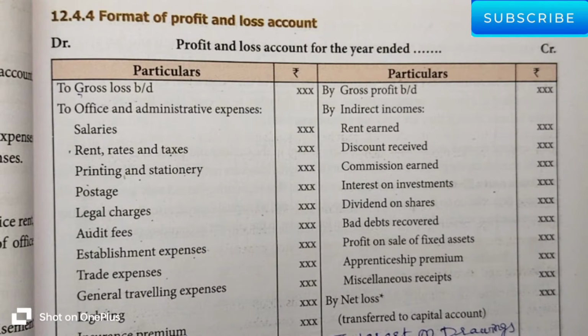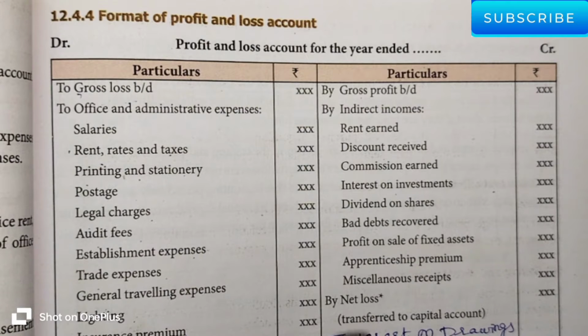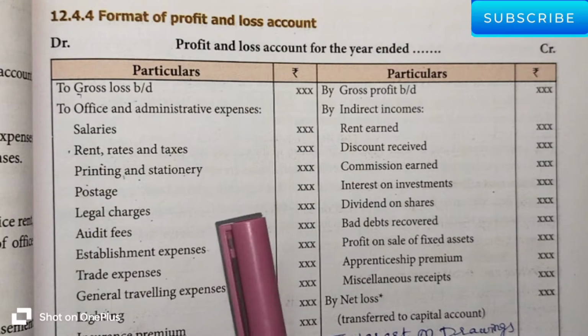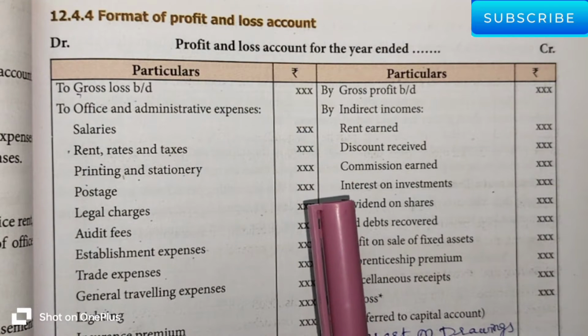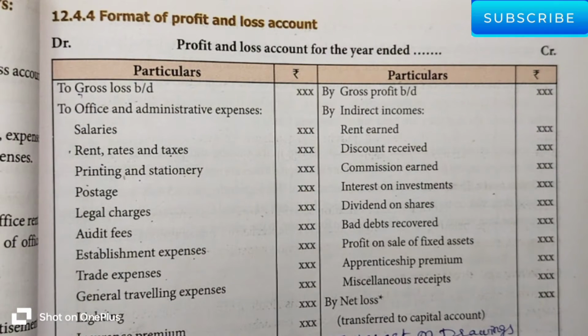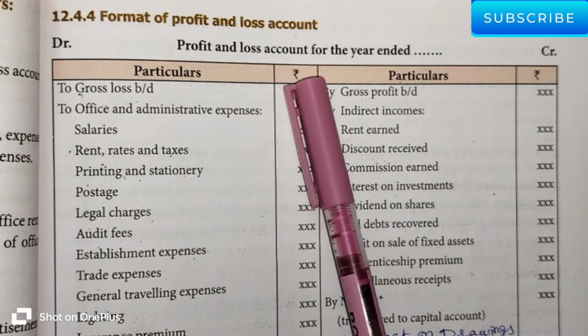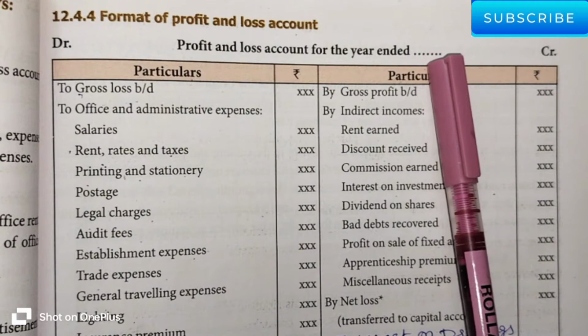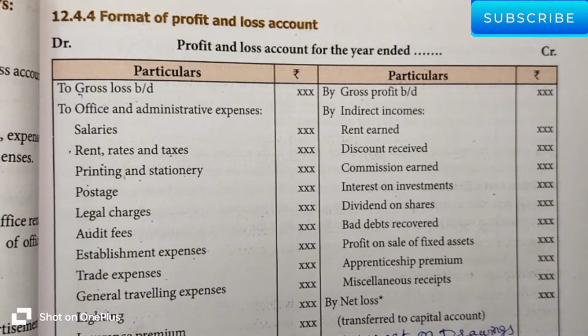Hi viewers, 11th standard accountancy, Unit 12. Let's see the format of the profit and loss account. The heading of the profit and loss account contains the words "for the year ended", and we have to enter the end of the accounting period given in the question.